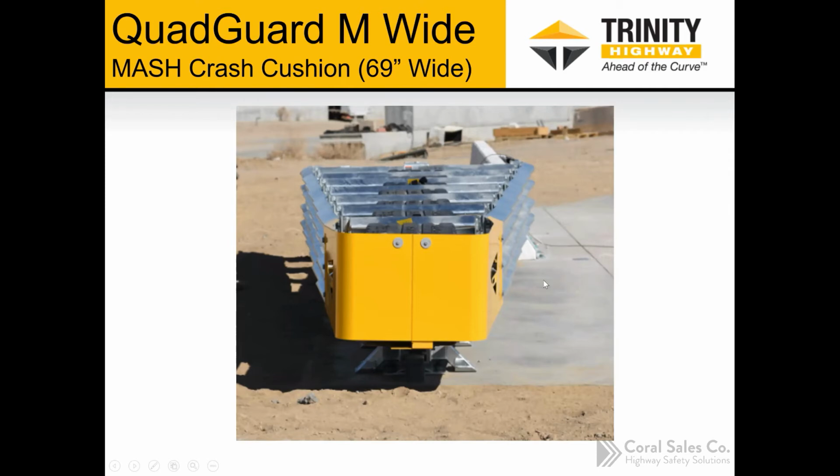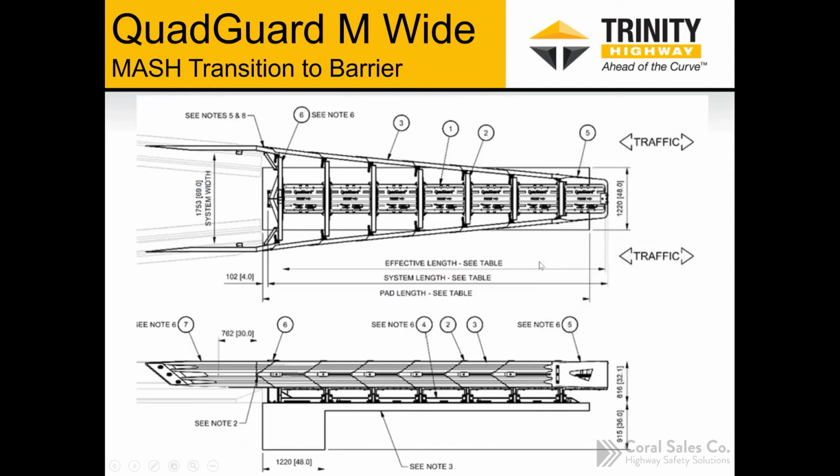And there's a shot from the manual again with the transition to the safety shape type concrete barrier. And you can still see the same weldment where it has a brace there and a block out attached to the transition panel. And again, the same concrete pad requirements, whether it's a narrow or a wide system as well.